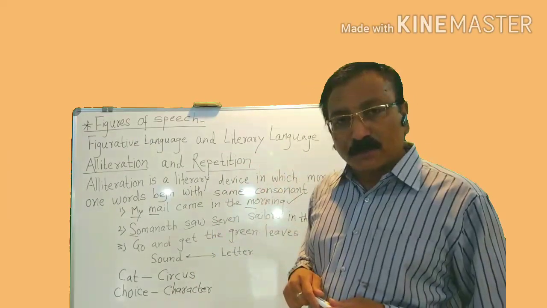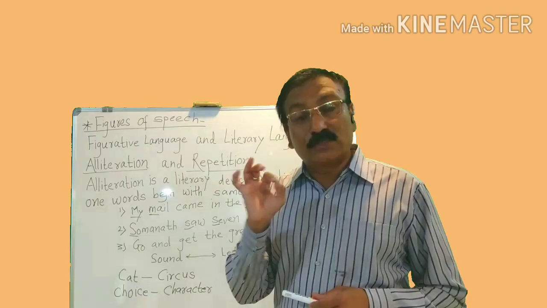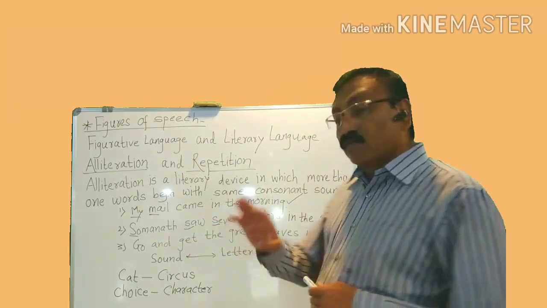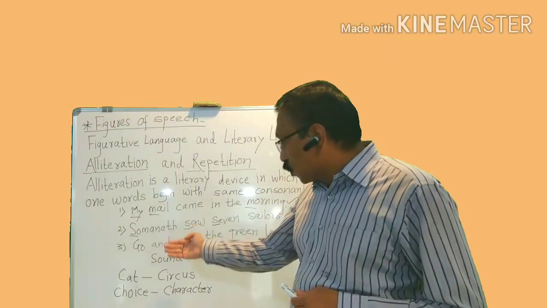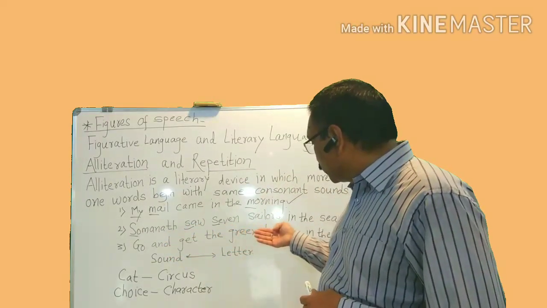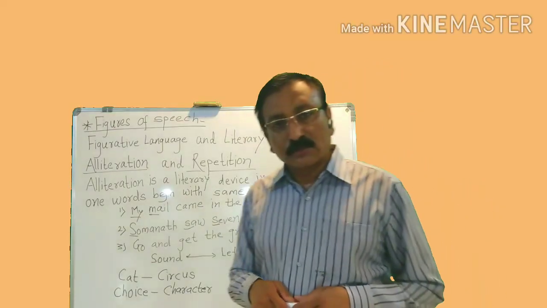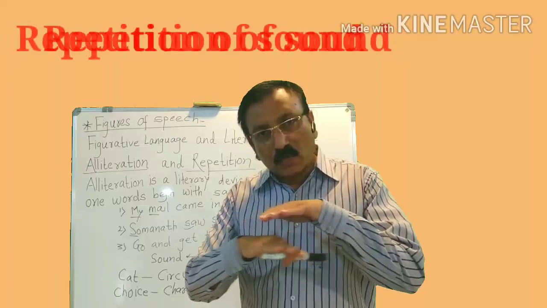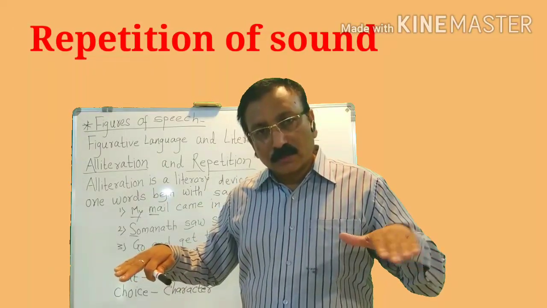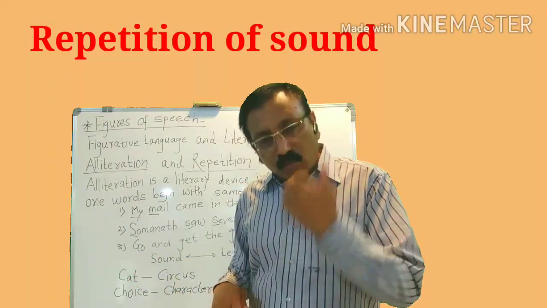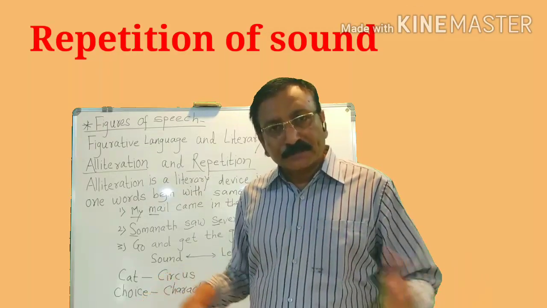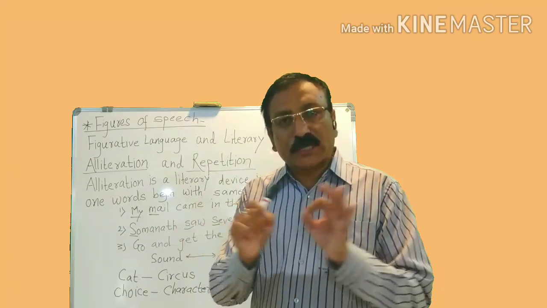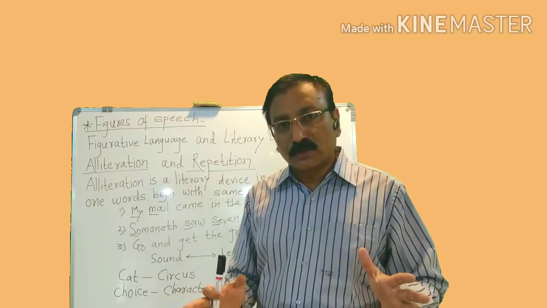In the third example, the sound g is repeated one, two, three, four times. Go and get the green leaves in the grass. In this way, when the consonant sound is repeated twice, thrice, four times, there is no limit. That line or that sentence is called an example of alliteration.